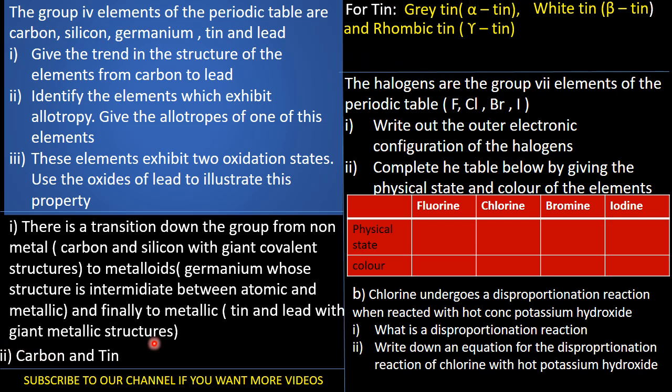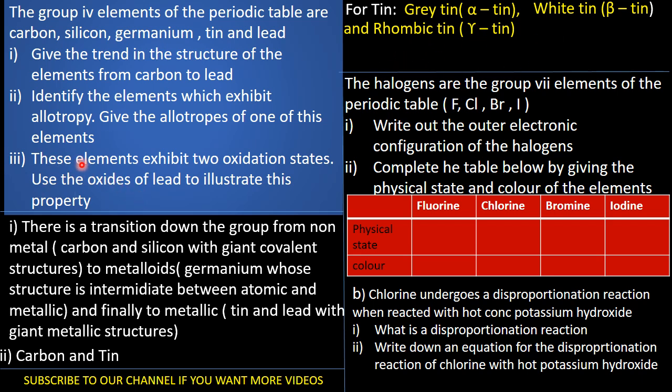Like I said, you can choose that for carbon and give it as diamond and graphite, no problem. But I know that is so common, so I would rather prefer us to give those of tin. That is, we have the gray tin or the alpha tin, the white tin or the beta tin, the rhombic tin or the gamma tin. Good. So guys, these are the allotropes of tin that you can give.